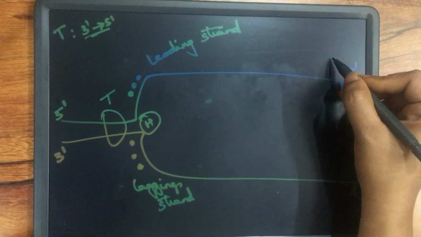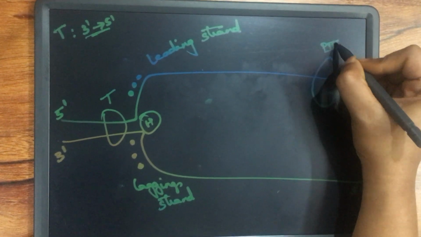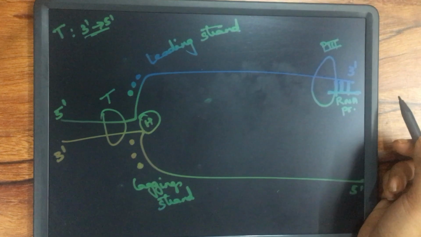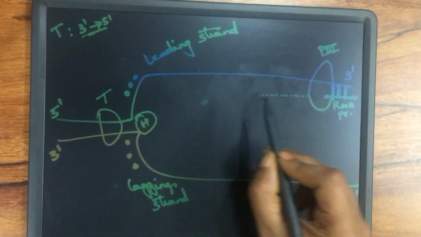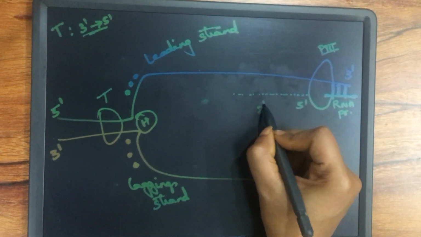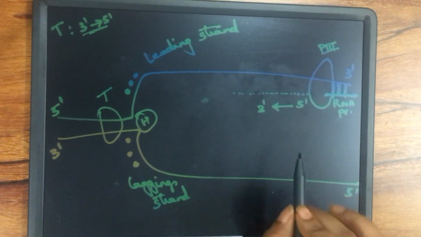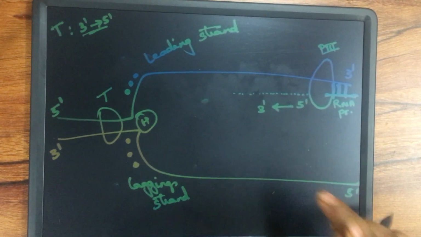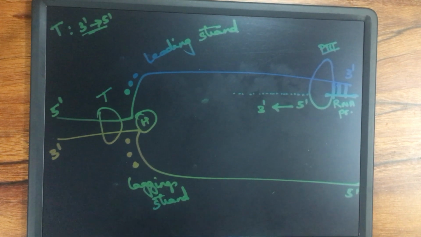Now once the RNA primer is synthesized, DNA polymerase 3 comes and attaches to this RNA primer and starts attaching nucleotides in the 5 prime to 3 prime direction. This direction of DNA polymerase is fixed.